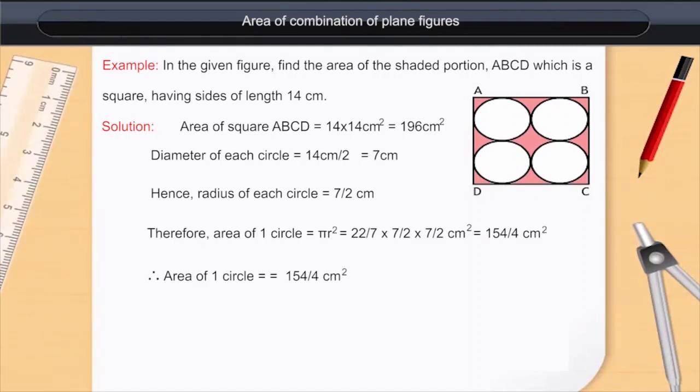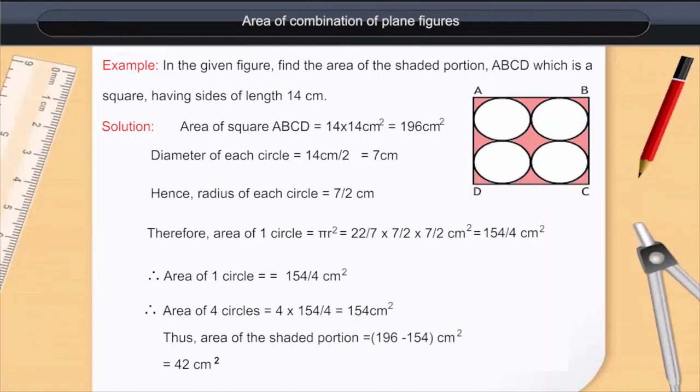Therefore, area of one circle is equal to pi r square is equal to 22 upon 7 into 7 upon 2 into 7 upon 2 centimeter square is equal to 154 upon 4 centimeter square.